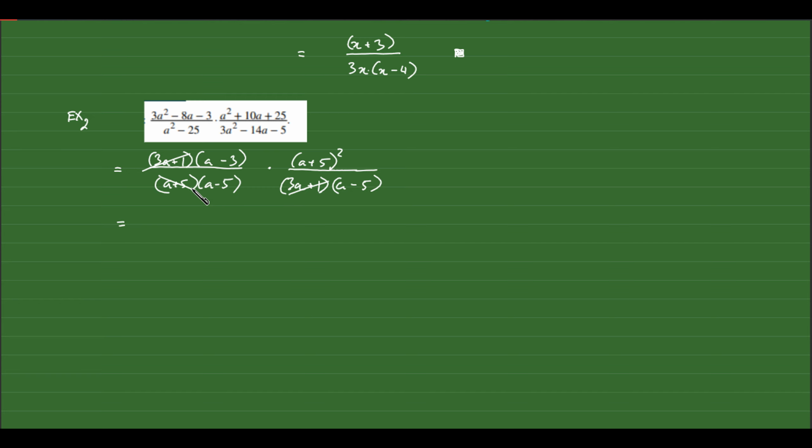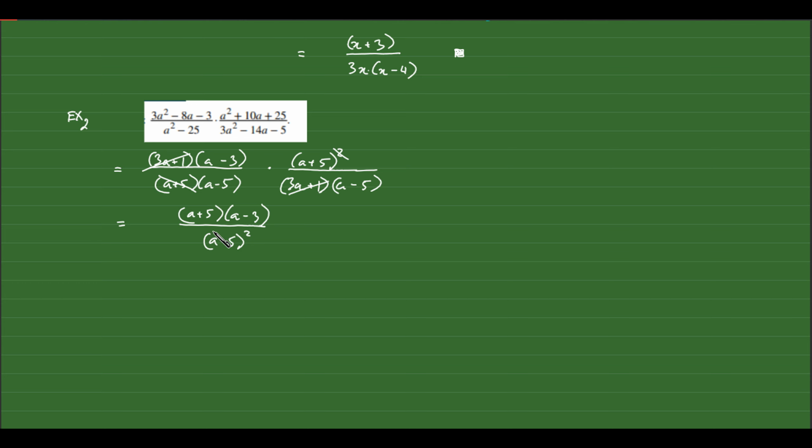So I have a plus 5, you cancel with this, so you still have a plus 5 on the top. Okay, and a minus 3, and everything over a minus 5 squared. Okay, because a minus 5 times a minus 1 times a minus 5, so you have a minus 5 squared.